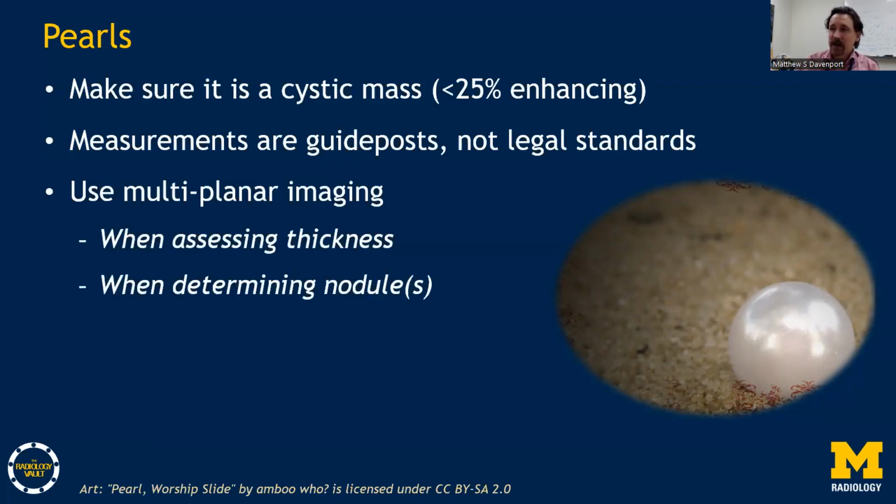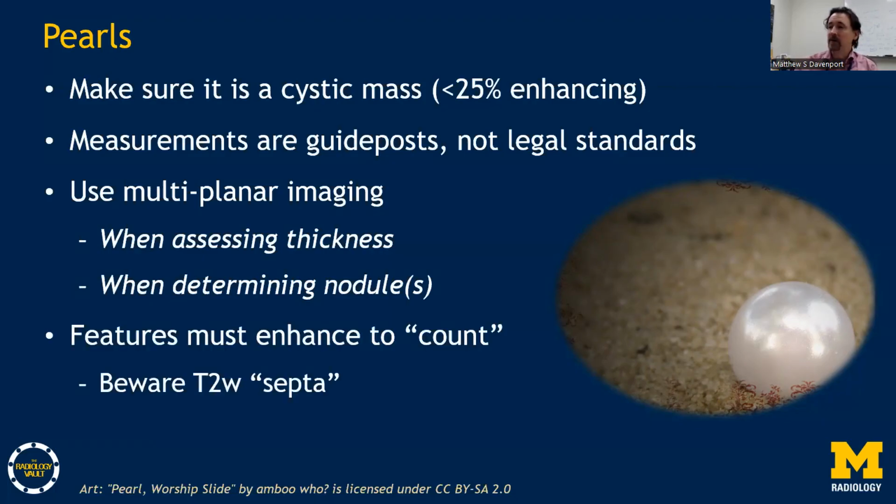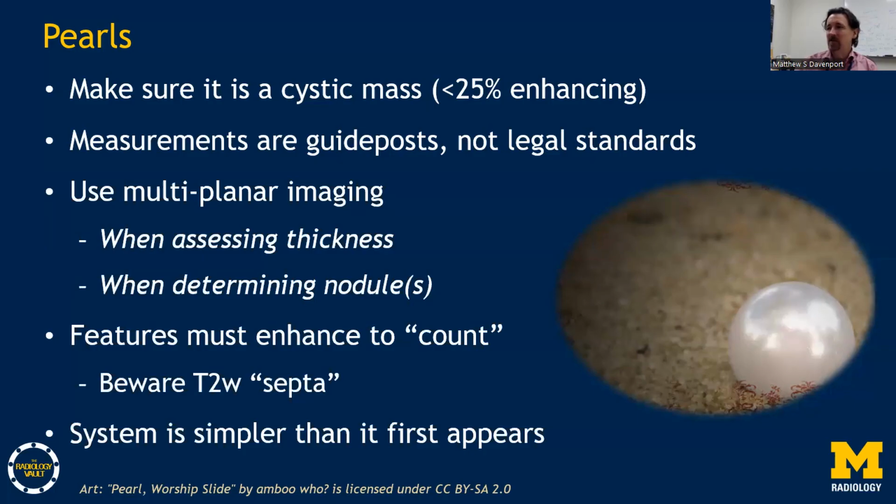When trying to assess a mass, use multiplanar imaging. So when trying to determine how thick something is or whether there's a nodule, use your sagittal, your coronal, and double oblique measurement or reformats to evaluate that. And features must enhance in order to count. So be careful if you're looking at something on T2-weighted imaging and it just looks like there's some junk in there. If it's not enhancing, it doesn't really count as a septation. And really the system is simpler than it first appears.